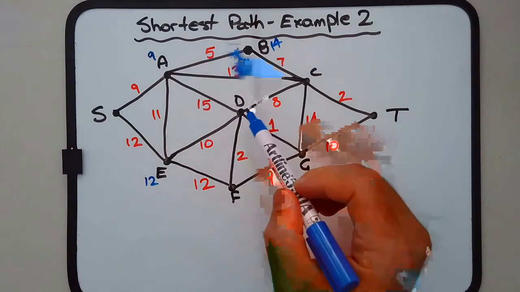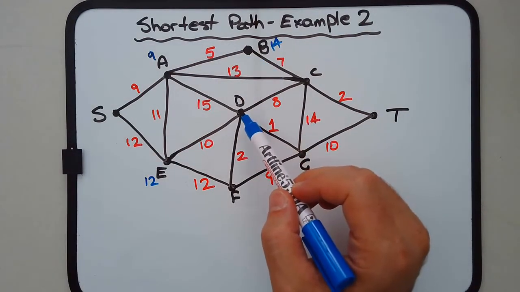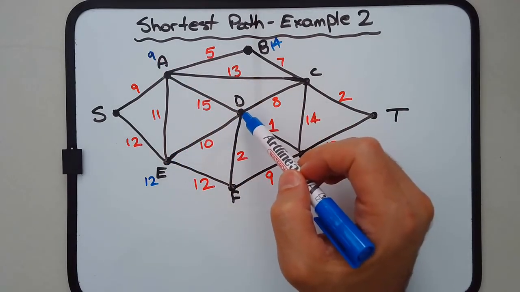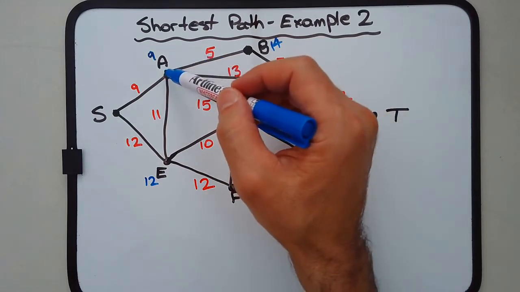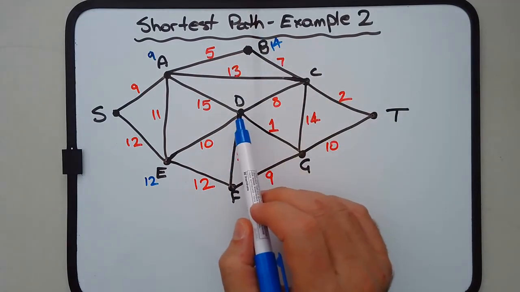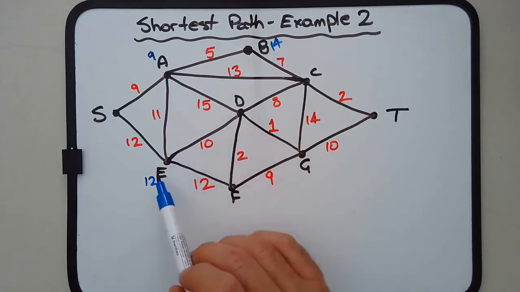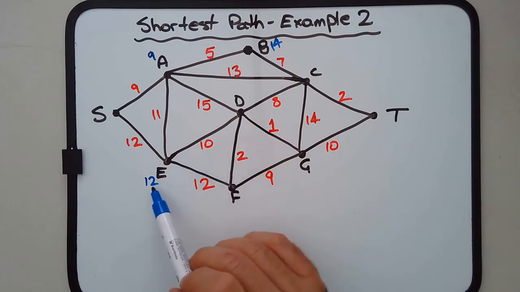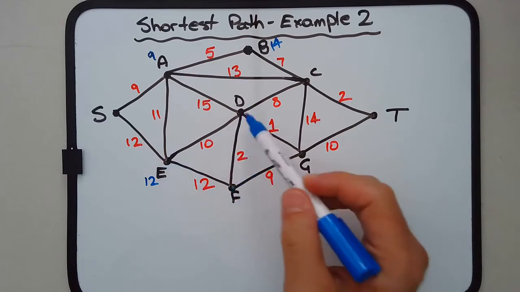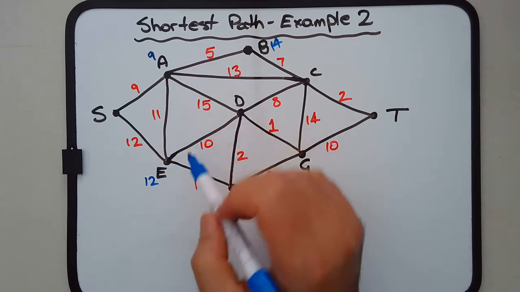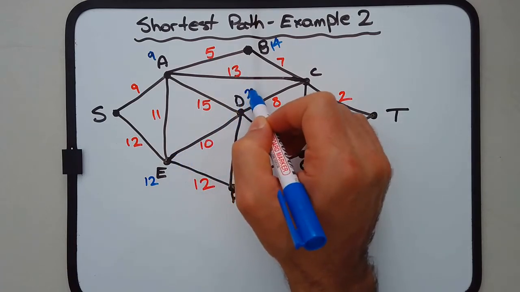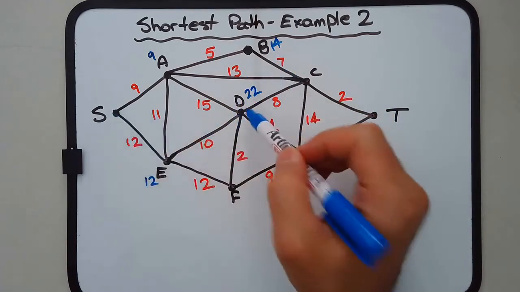Let's have a look at vertex D. Vertex D could be reached either from A or from E. From A, 9 plus 15 gives us 24, or D from E is going to be 12 plus 10, which gives us 22. We can also get to D from F, but we haven't even considered F yet. So why don't we work this one out now, and put in the value of the weight of the path from S to D.